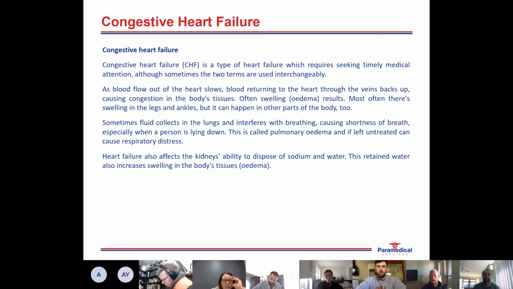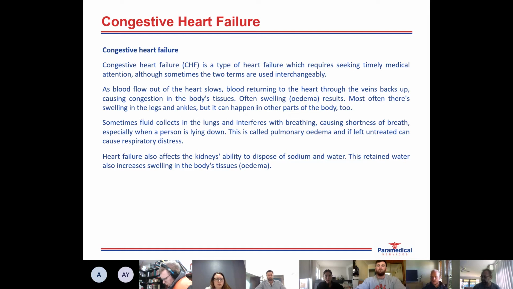Congestive heart failure is a type of failure which requires seeking timely medical attention, although sometimes the 2 terms are used interchangeably. As blood flow out of the heart slows, blood returning to the heart through the veins backs up, causing congestion in the body's tissue. Most often, you will see it as edema in the legs and ankles, but you may see edema in other areas of the body, so thickness in the digits and things like that.